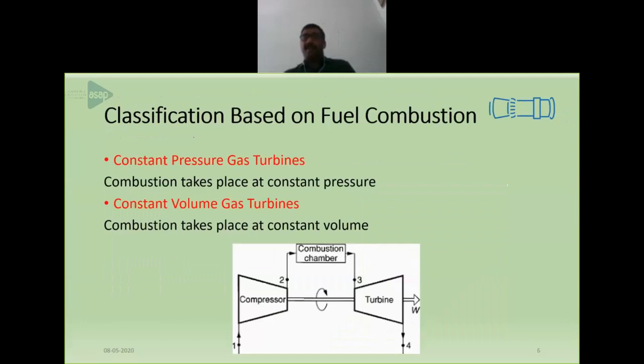There is another classification. It is based on the combustion process. The combustion process can take place inside the combustion chamber either at constant pressure or at constant volume. Depending upon that, you can call it a constant pressure gas turbine, in which combustion takes place at constant pressure. The other case is the constant volume gas turbine.